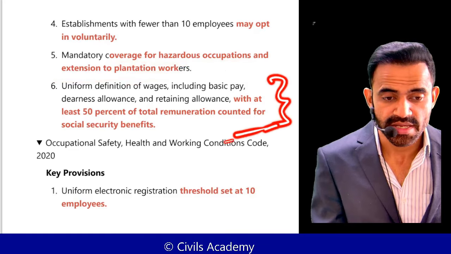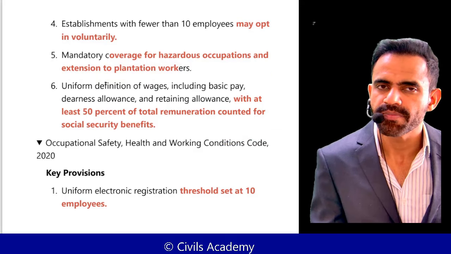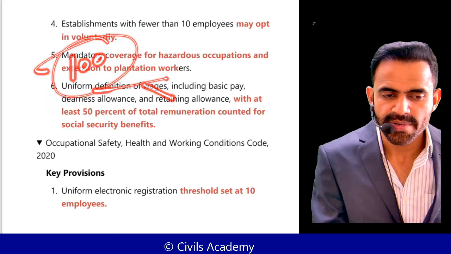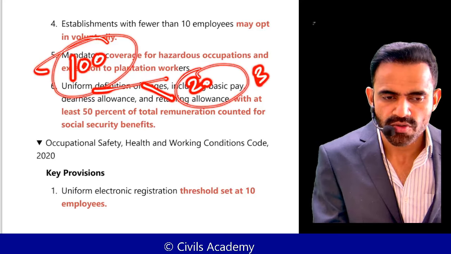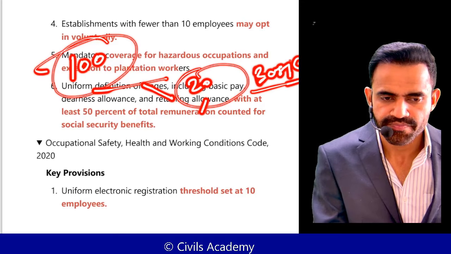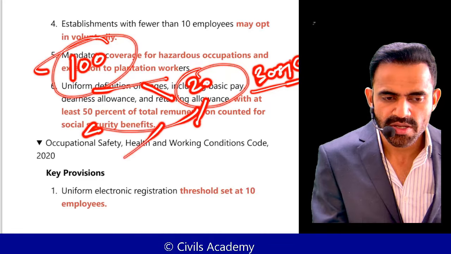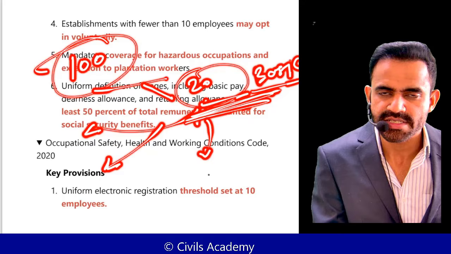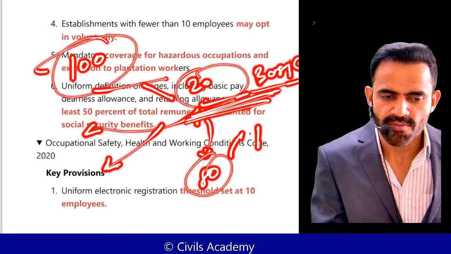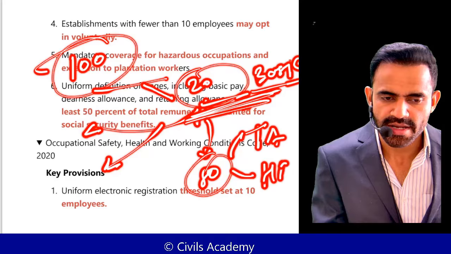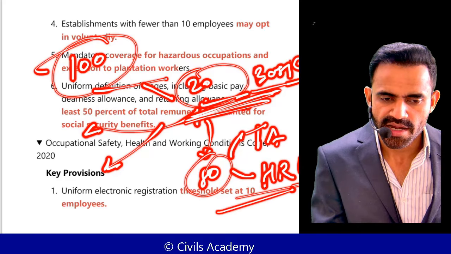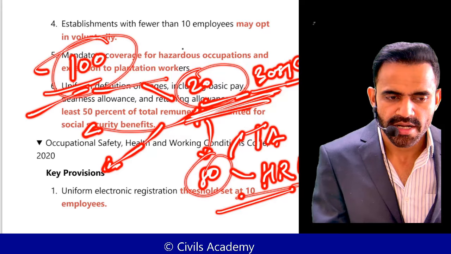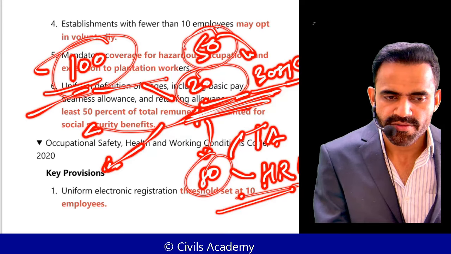Yes, understand this very carefully. Let's say previously the salary was 100 rupees. So what companies used to do, they would say your basic salary is only 20. Why? Because they have to contribute to the social security fund on the basis of this basic salary. The remaining 80 was given in the form of, let's say, TA, travel allowance, HRA, and all other things. Now the government said that if you are paying 100 rupees, minimum 50 needs to be considered as basic.